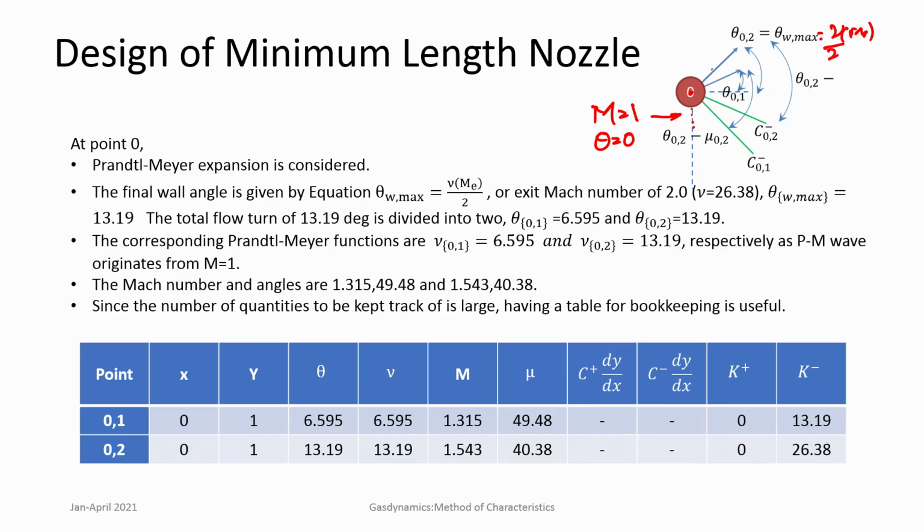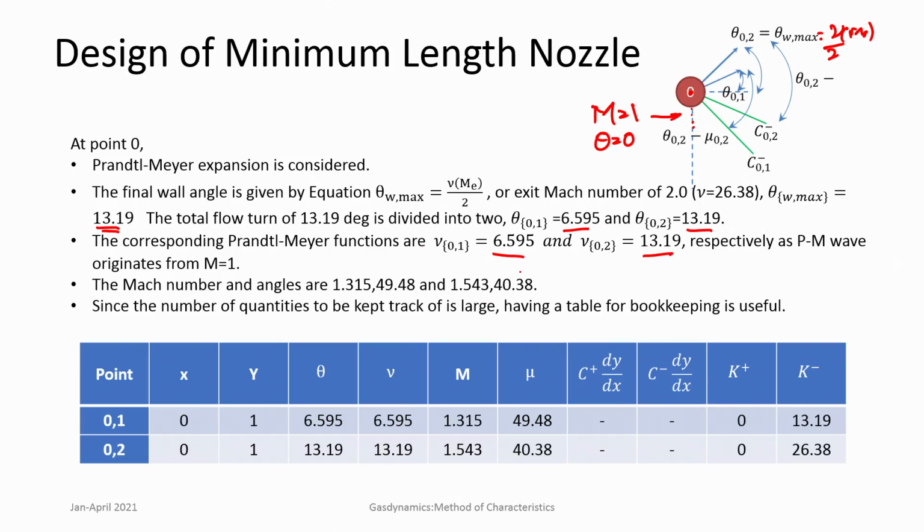Now this total turn can be accomplished by several sets of waves. In this case we are considering only 2 waves, one at the final flow turn and one at half of that. So for Mach number 2, the theta wall maximum to be achieved is 13.19 degrees, and that is divided into 2 angles, one at 6.595 and the other at 13.19. The corresponding Prandtl-Meyer functions are also 6.595 and 13.19.